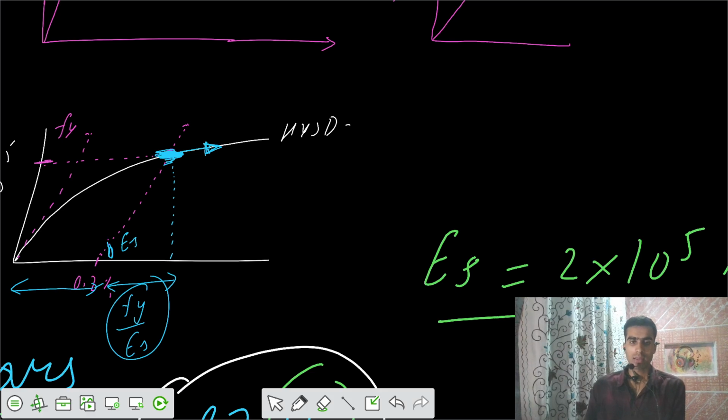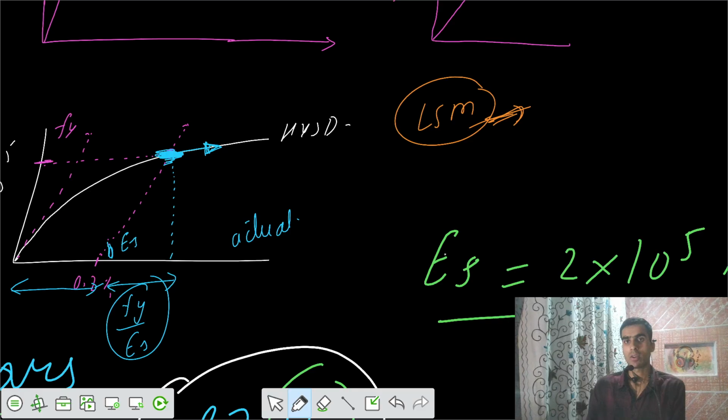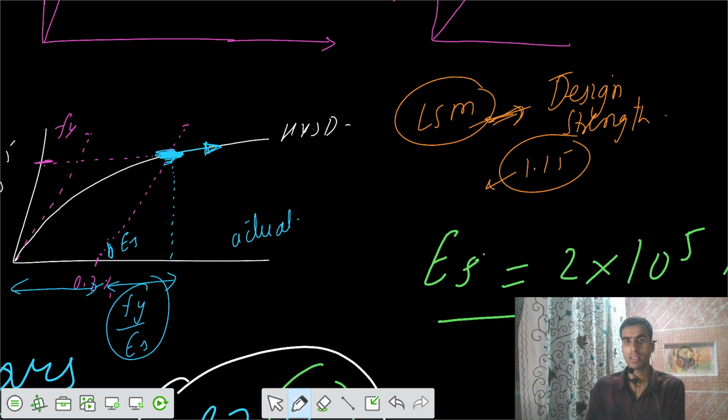But this is actual. But once you design, we are talking about the limit state method. We already talked about design strength. Based on that, once we applied that factor of safety of 1.15 on the steel strength, that is the strength of material, by what you call the partial safety factor, we achieved that value of 0.87 Fy. So we had to go only to some 0.87 Fy.